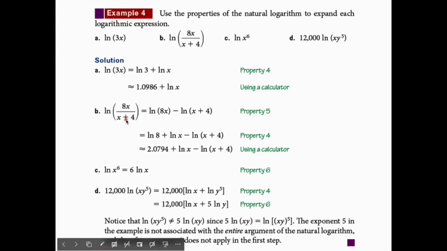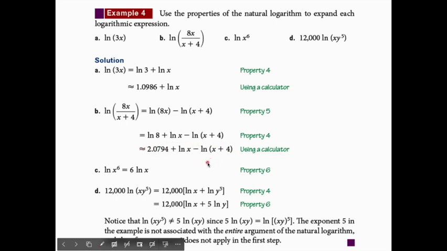And remember, when we're using the quotient rule, the order matters because we're subtracting. So I'm going to take the natural log of the numerator argument, and I'm going to subtract the natural log of the denominator argument. But we can expand it even further by making this two different terms using the product rule. With the product rule, because we're adding, the order doesn't matter. So for this one here, I'm going to take the natural log of 8 and I'm going to add it to the natural log of x. So this is the complete expanded form.